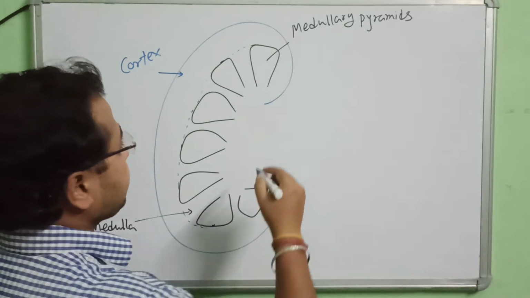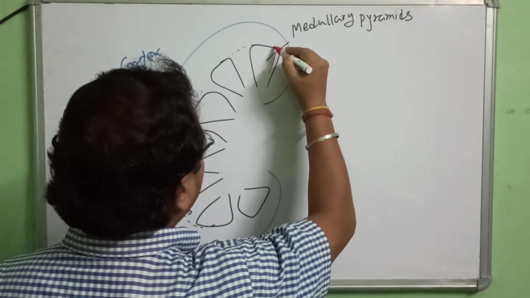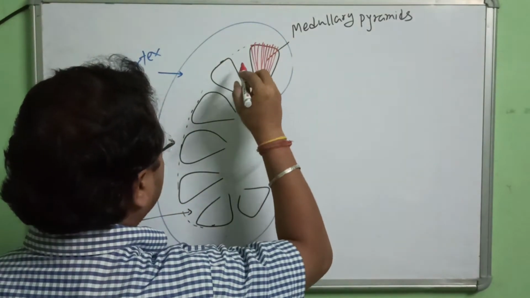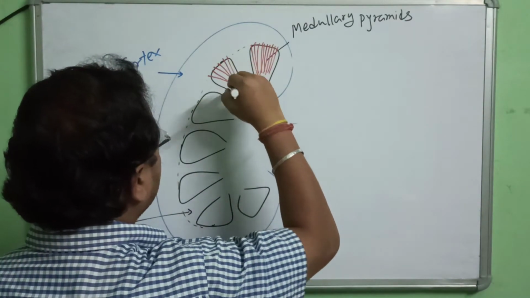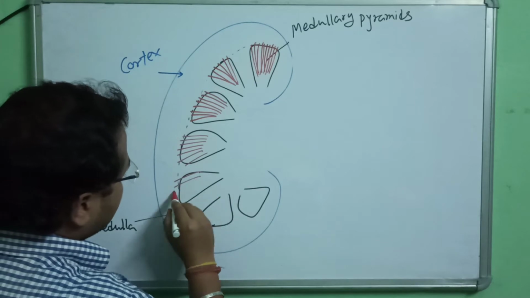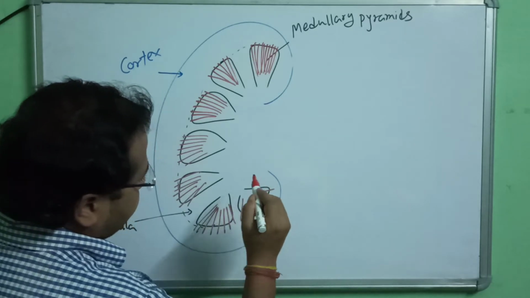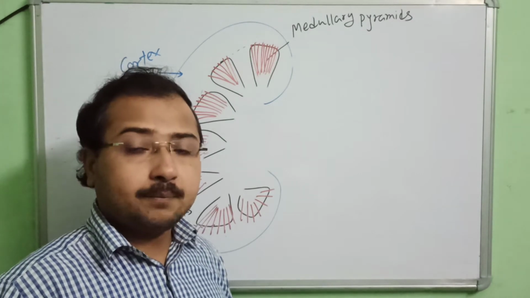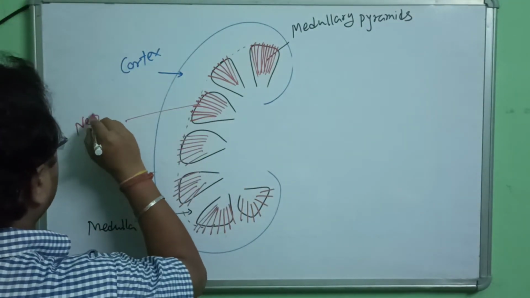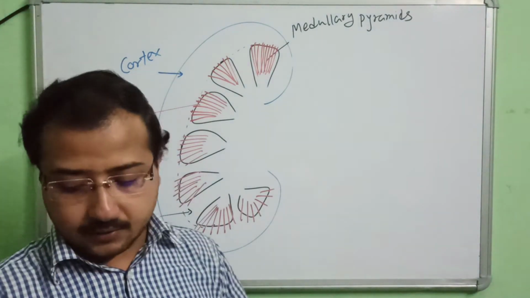Now what is present inside these pyramids? This is important here. Inside the pyramids we see some lines. In the book you will see these kinds of linings. Millions of these linings you will see inside each pyramid. These are the most important part of the kidney, known as nephron or renal tubule.